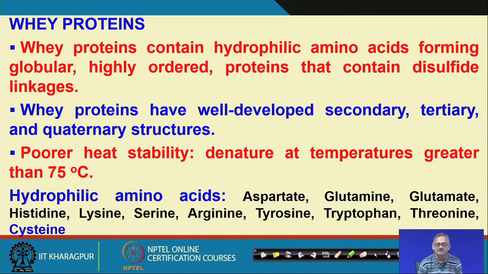So whey protein contains hydrophilic amino acids forming globular, highly ordered proteins that contain disulfide linkages. It also has hydrophobic amino acids. That is why it is sparingly soluble in water. Whey proteins have well developed secondary, tertiary and quaternary structures, right? We have seen earlier that casein also has primary, secondary, tertiary and quaternary structure. Whey protein also has well developed secondary, tertiary and quaternary structures.